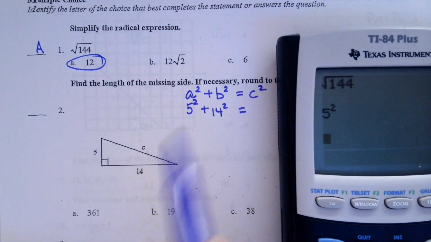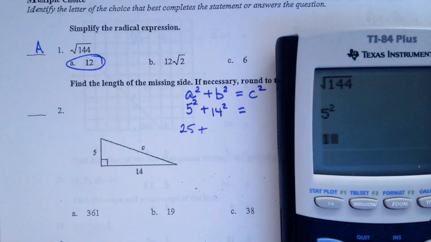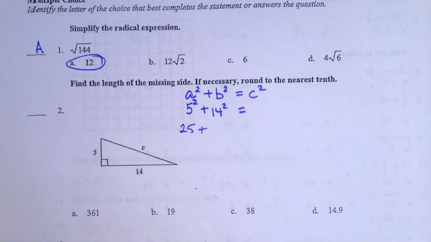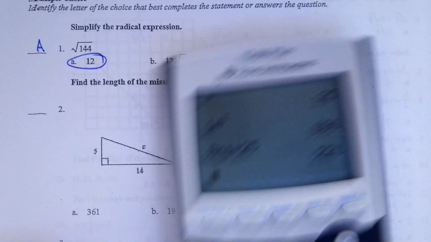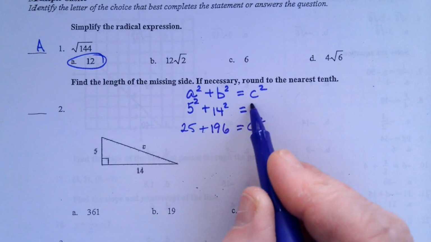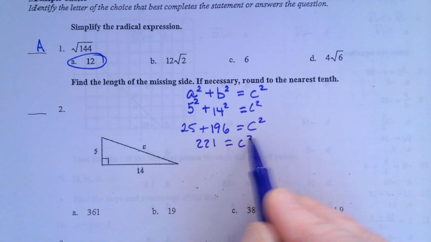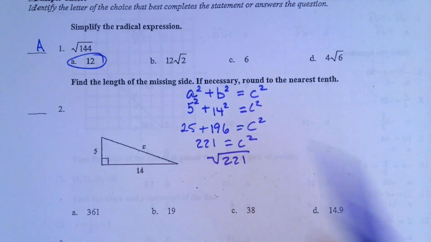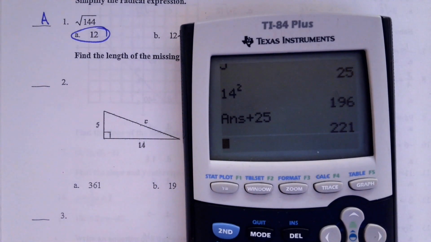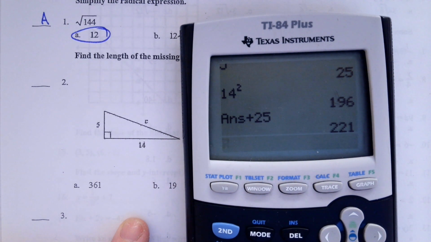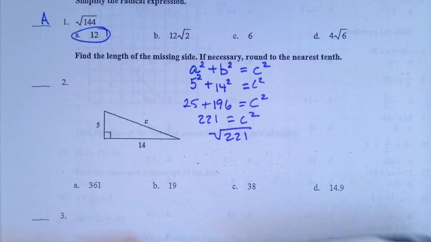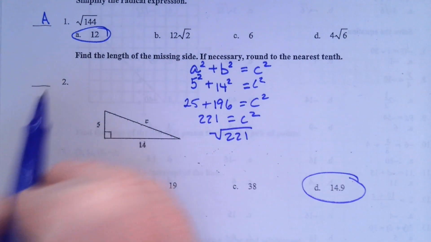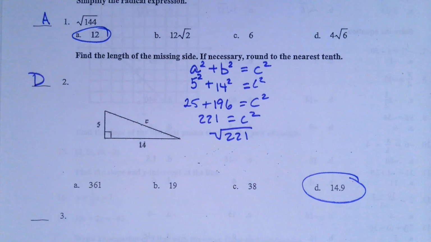5 squared is 25. 14 squared is 196. When you add those together, you get 221. So then you have to take the square root of 221, and that is 14.8. Rounded to the nearest tenth is going to be 14.9. So that is answer choice D.